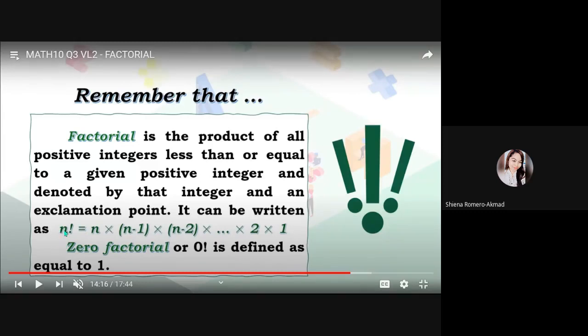Kunwari, 5 factorial, di ba? So that's 5 factorial, 5 times 5 minus 1, 4, 5 minus 2, 3, 5 minus 3, 2, and so on and so forth until we get to 1. Okay? Tandaan nyo to kasi this is very important.